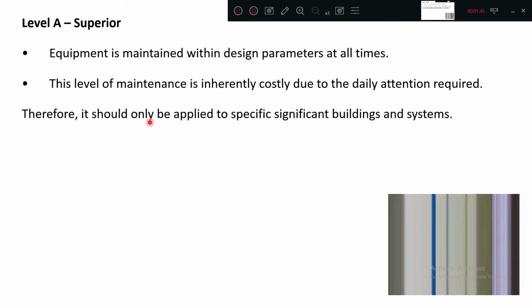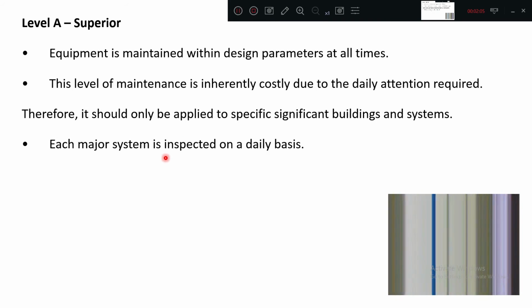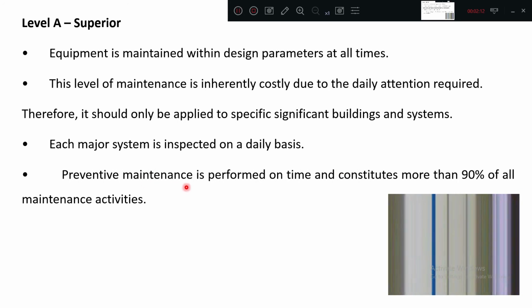So it should only be applied to specific significant buildings and associated systems. Only a specific portion of the building or specific equipment shall be given level A, the superior level of maintenance work. Each major system is inspected on a daily basis. Preventive maintenance is performed on time and constitutes more than 90% of all the maintenance activities.